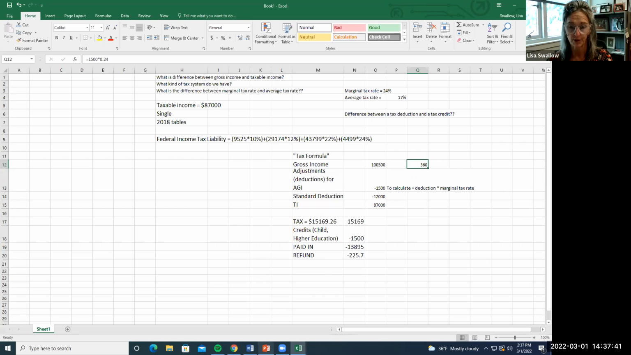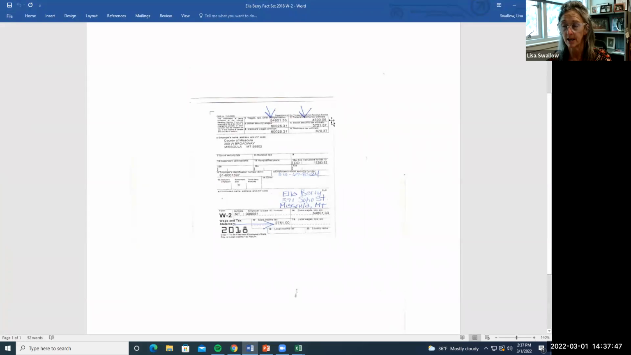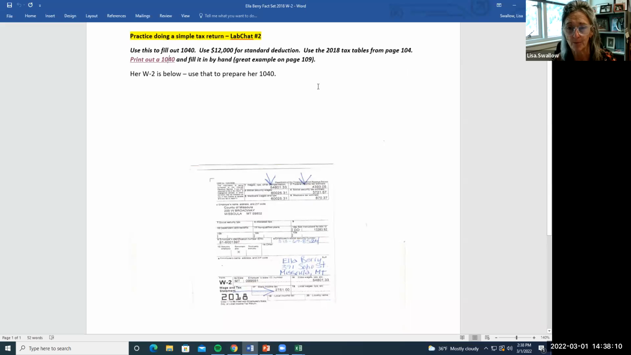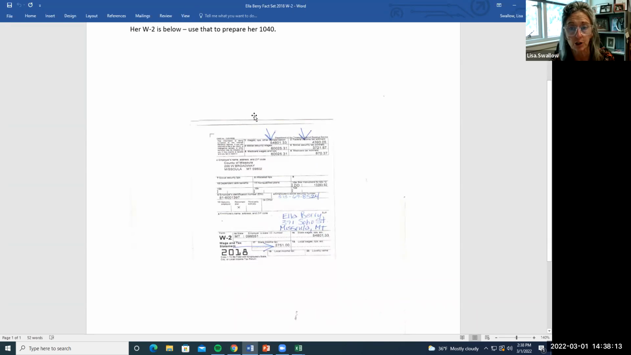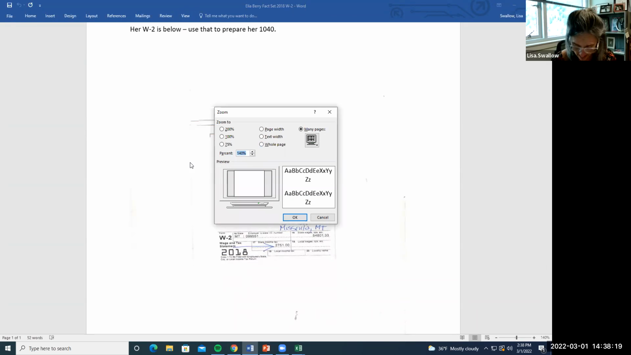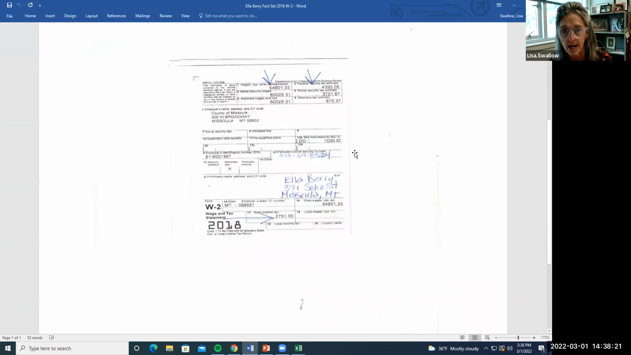Okay. All right. So let's go take a look at this. On Moodle, I gave you a link to this very simple W-2 for our gal named Ella Berry. And again, we're just using a 2018 tax return. We're using $12,000 for our standard deduction. That goes up every year, so it's higher now. And we're going to fill this out. So the first thing I'd like to do is just take a look at this W-2 so you can see what you're looking at. And then we'll go and try and put that into a tax return.